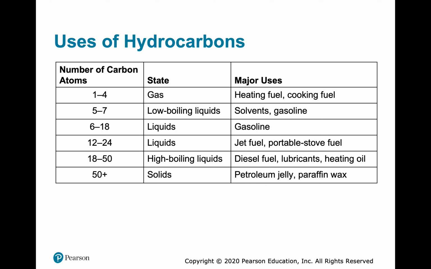And what do we use hydrocarbons for? Mostly fuels, right? Not surprisingly. So carbons 1 to 4, we use these as gas. So methane, propane, we use quite a bit for burning. Butane you can use for cooking fuel as well. Also for lighters, we use butane. Carbons 5 to 7, sometimes these are referred to as petroleum ethers as well.